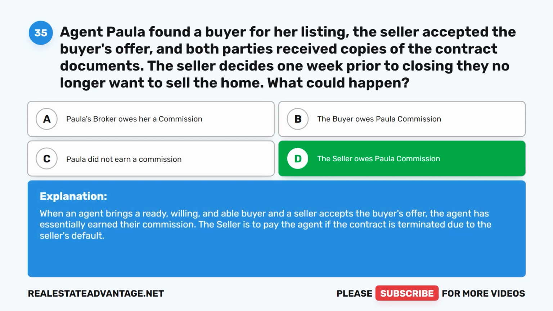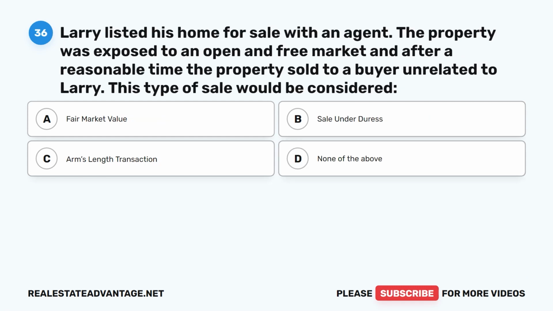When an agent brings a ready, willing, and able buyer, and a seller accepts the buyer's offer, the agent has essentially earned their commission. The seller is to pay the agent if the contract is terminated due to the seller's default. Question 36. Larry listed his home for sale with an agent.